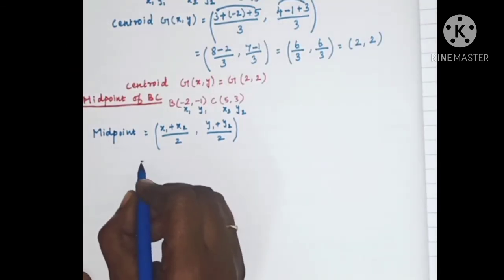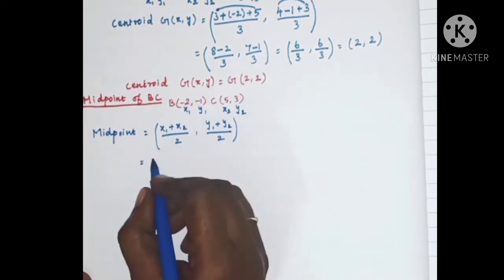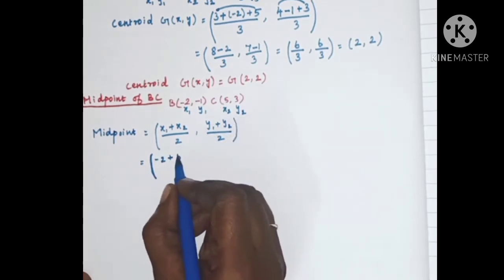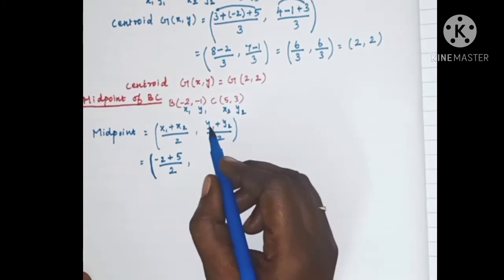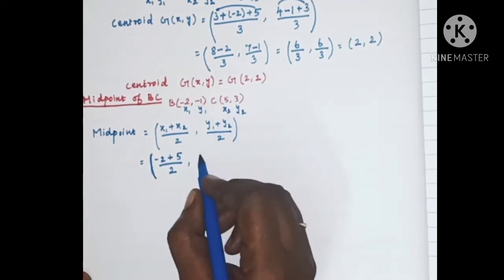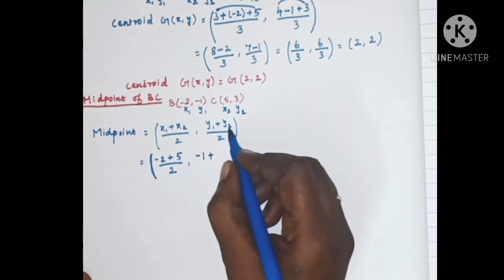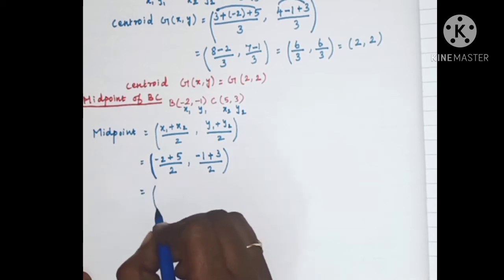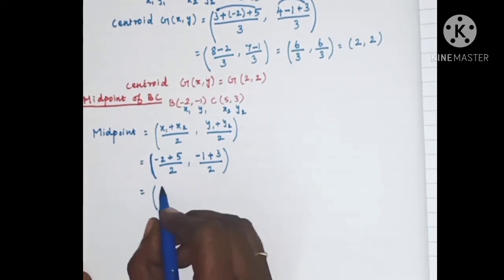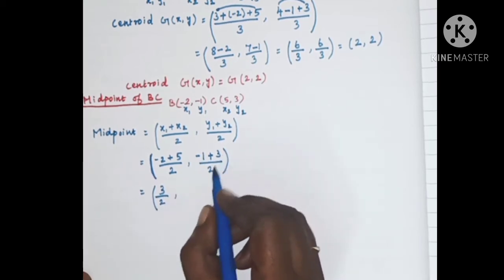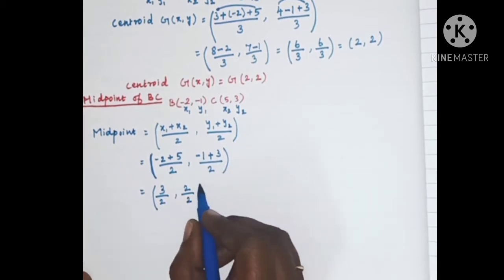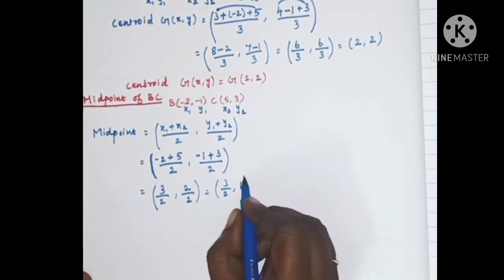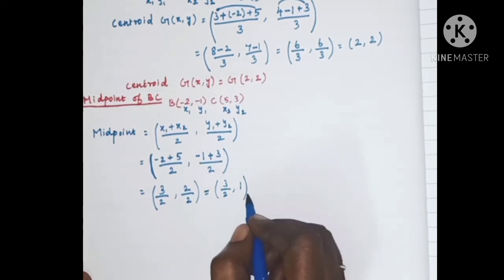So the midpoint of BC is equal to what? The value of x1 is -2 plus the value of x2 is 5, divided by 2. What is the value of y1? y1 is -1 plus the value of y2 is 3, divided by 2. Now, -2 plus 5 is 3, divided by 2, and 2 divided by 2 is 1. So 3 by 2, 1 is the midpoint of BC.